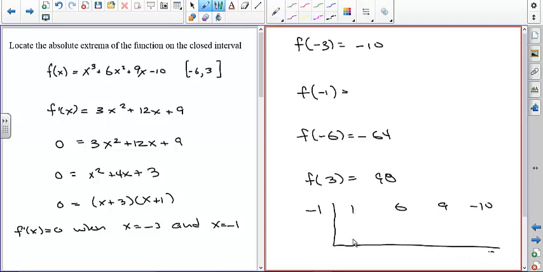So -1, bring that down. -1, 5, -5, 4, -4, -14. Okay, so those are the answers. And so what is the absolute maximum? What's the value of the function? Yeah. So if I said what's the absolute maximum, you'd say the absolute maximum is 98. It's at the end point, and the absolute minimum is actually here.